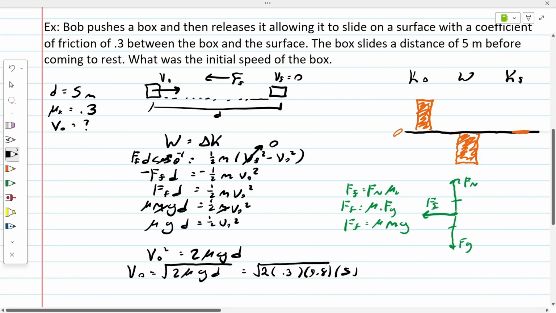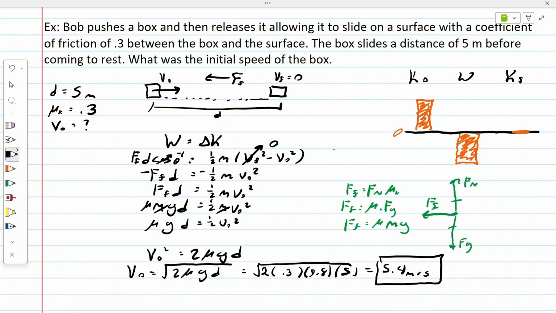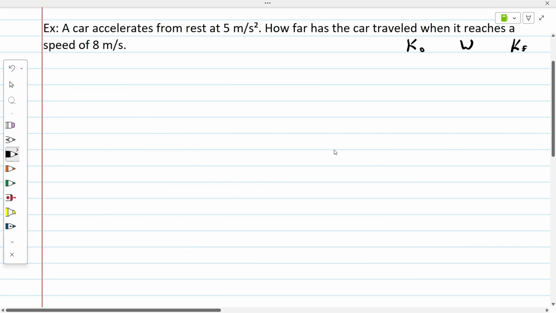Okay, so if we plug these in, we get a velocity initial of 5.4 meters per second, and that'll be our final answer. So that's how we can relate the kinetic energy to the work to solve for some variable component. Okay, so let's do one more example.